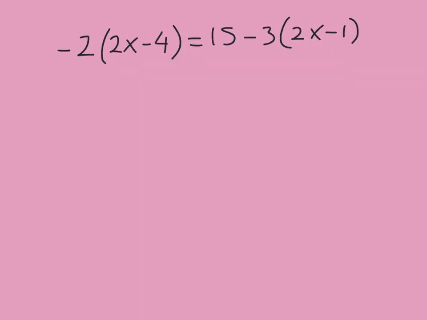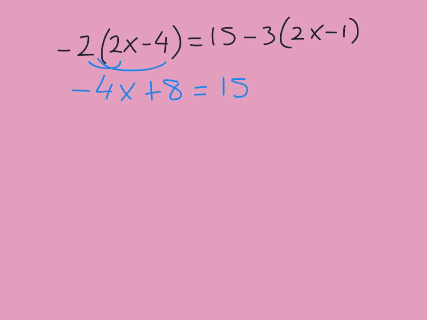I'll just do one more example. I'll talk through the steps, but I won't write them all down in this case. So first thing we do, get rid of the brackets. So we have minus 2 by 2x gives me minus 4x. Minus 2 by minus 4 gives me plus 8. I have a 15, I'm just going to leave it there.